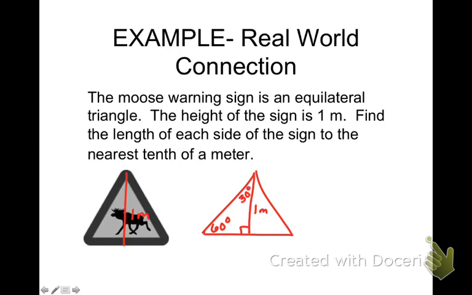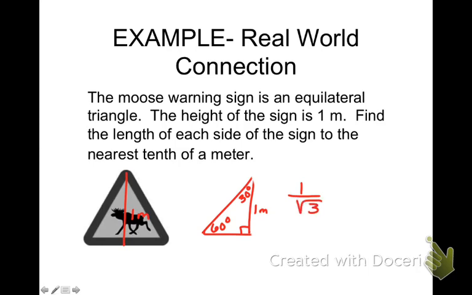So does that 1 meter represent the long, short, or hypotenuse? It's the long, right? So we know the length of the long. So if I ignore that half of the triangle, oh no, it's another long one. It is. So how do I go from long to short? Divide by the square root of 3.